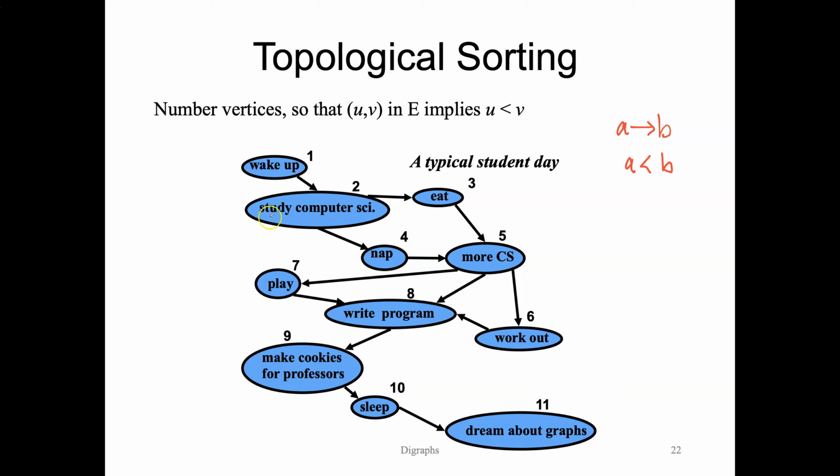So for example, before you study computer science, you must wake up. So this is the first task which occurs. Before you can dream about graphs, you have to fall asleep. So this gives an ordering in which all prerequisites could be satisfied. Again, this isn't unique. We could, for example, study computer science and then nap and then eat, and this would still be a valid topological order.